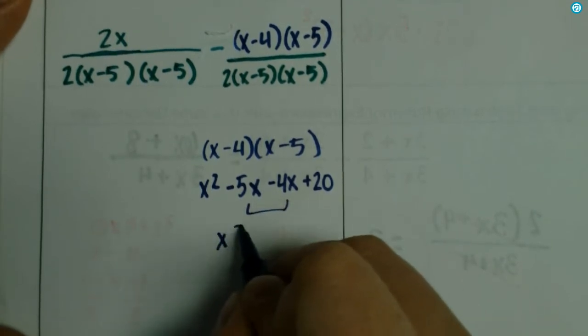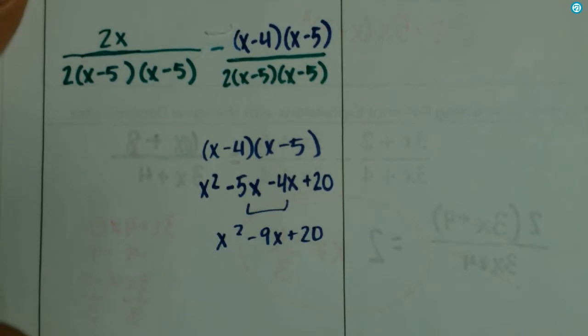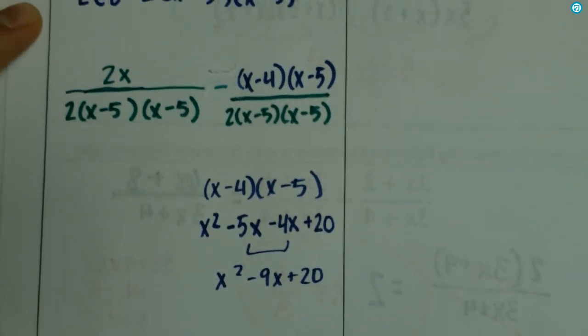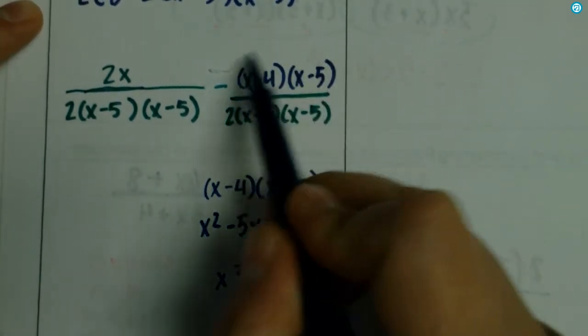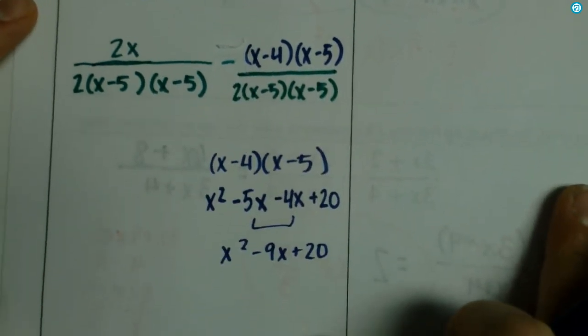Then we can combine these guys together. So we'll have x squared minus 9x plus 20. Okay, so what I just did right there was multiply this out. Now I'm going to add back in the rest of my problem.